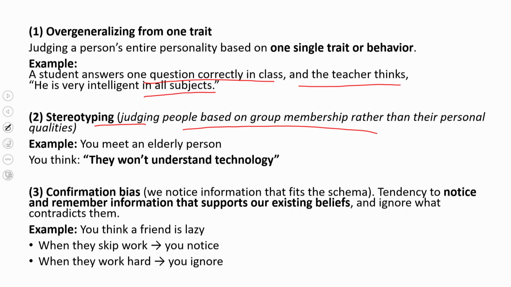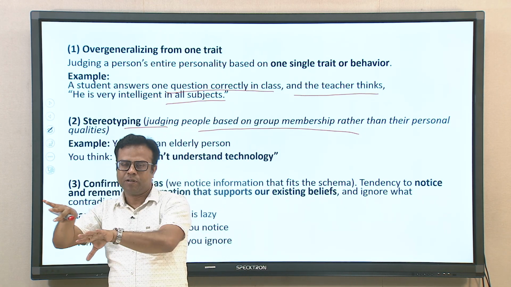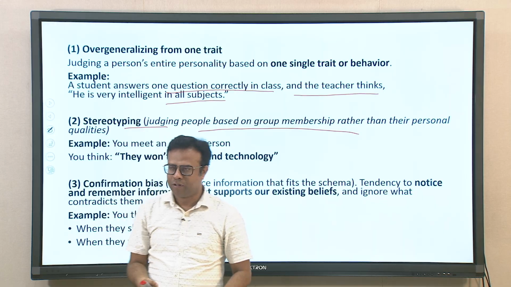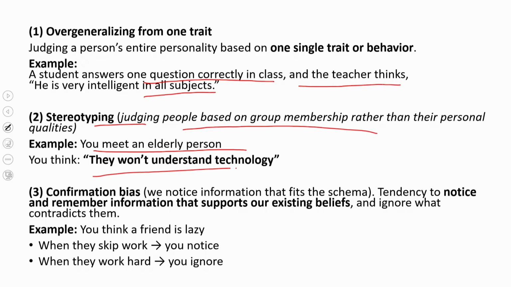So, somebody is a member of a group, and you are not judging that person individually, you are judging based on their group membership, and you think all the members in that group are the same, like when you say boys and girls. You judge that all boys will be the same, all girls will be the same. So, that is a stereotype. For example, you meet an elderly person and you think they won't understand technology. You are not judging that person, you are judging the group membership of that person, this whole group. So, these are stereotypes and they can create errors.